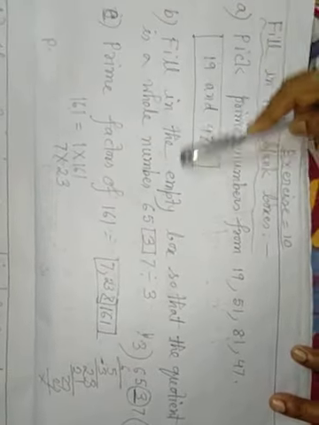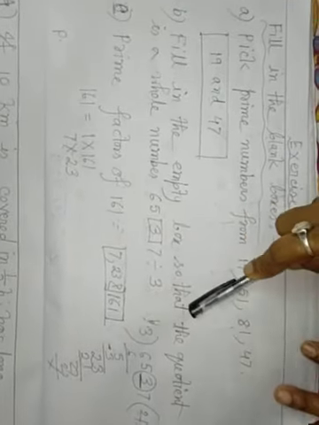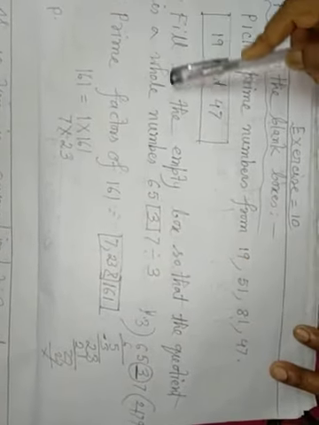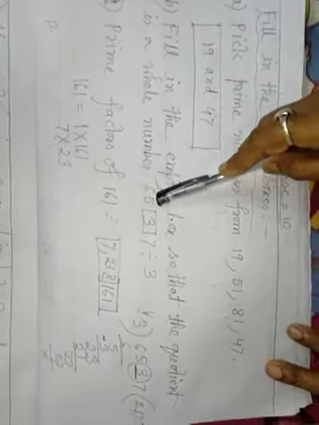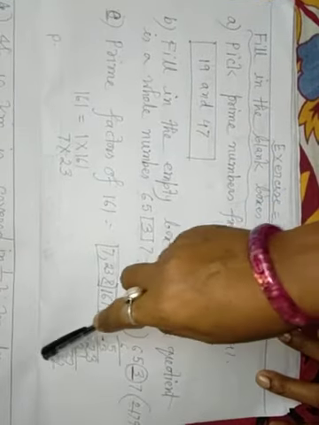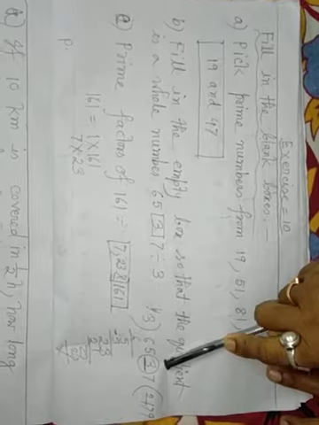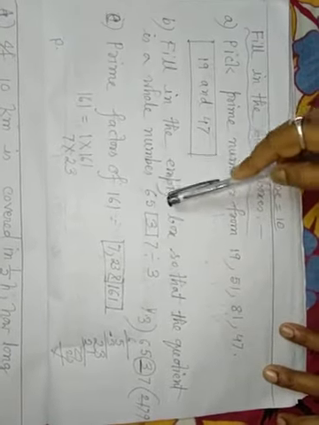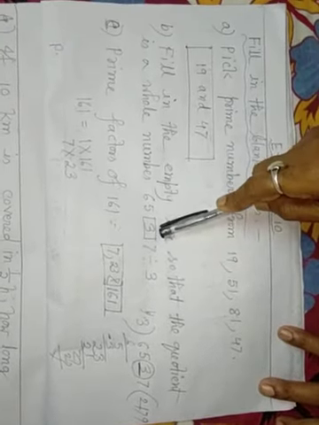Fill in the empty box so that the quotient is a whole number: 66537. Divide by 3, it is 3. So 653, 3 number, 3 divide, I will do it here.